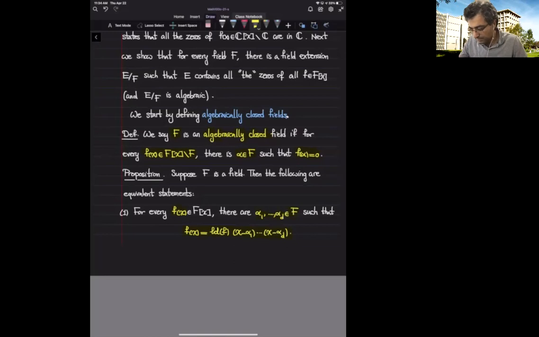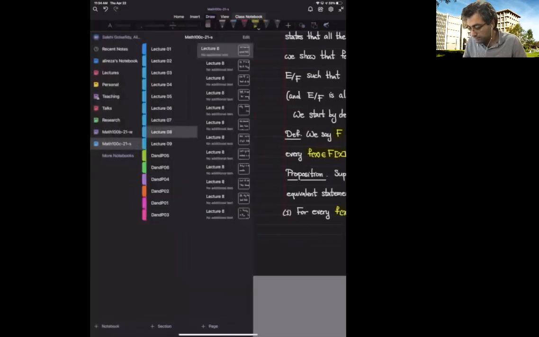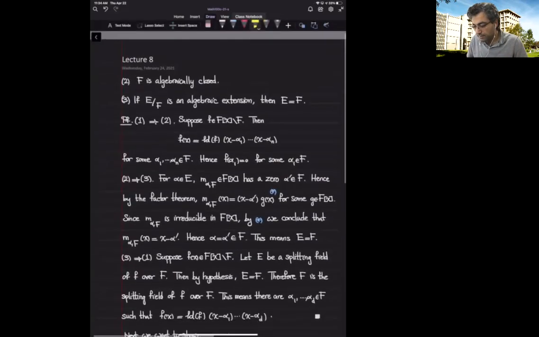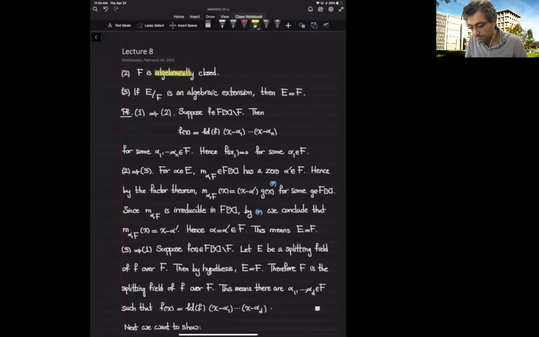This statement is equivalent to saying that the field F is algebraically closed, which means every non-constant polynomial has at least one zero inside F. Now, these are statements within F. Now we can translate it and say something about the algebraic extensions of F.